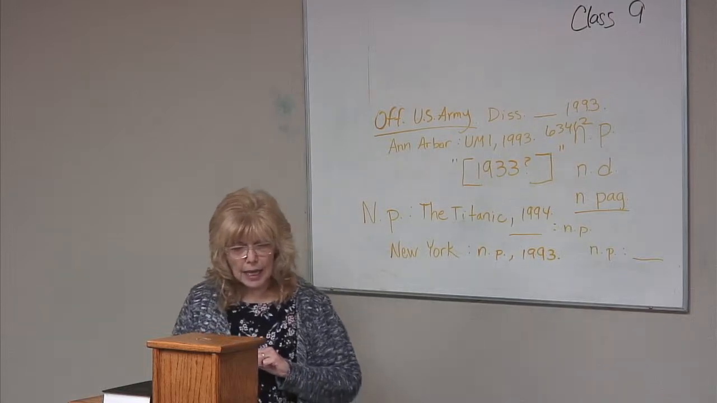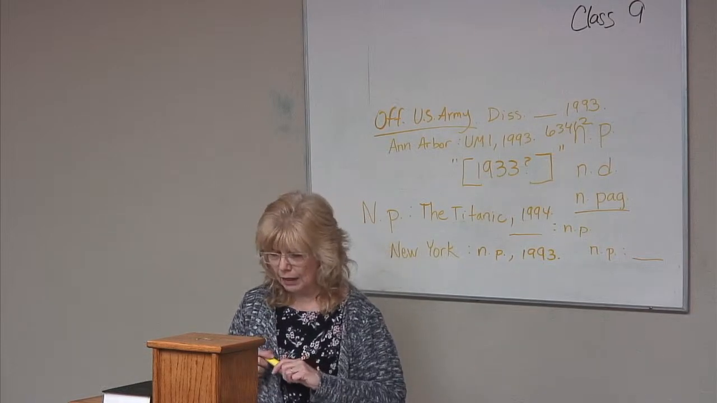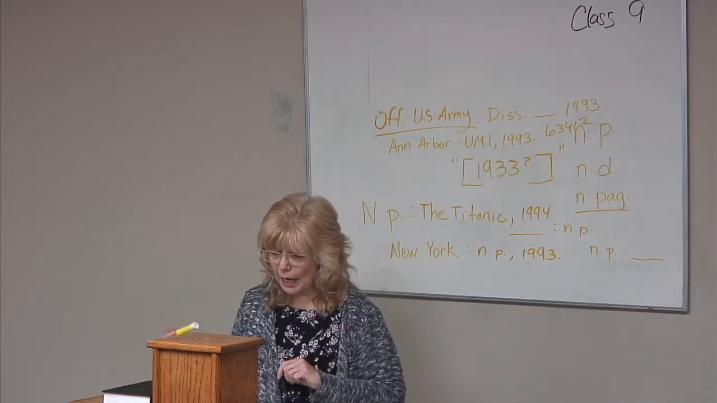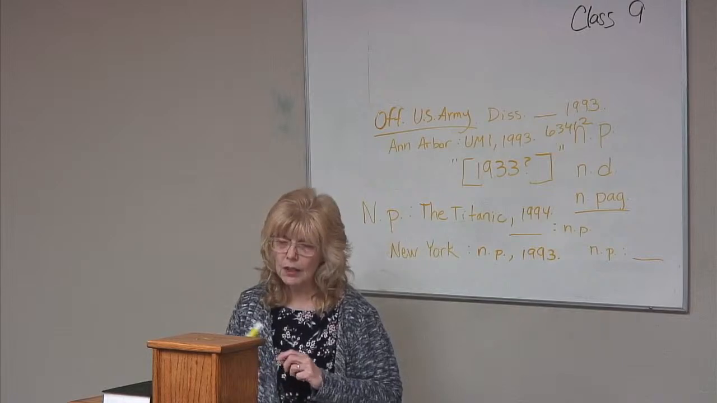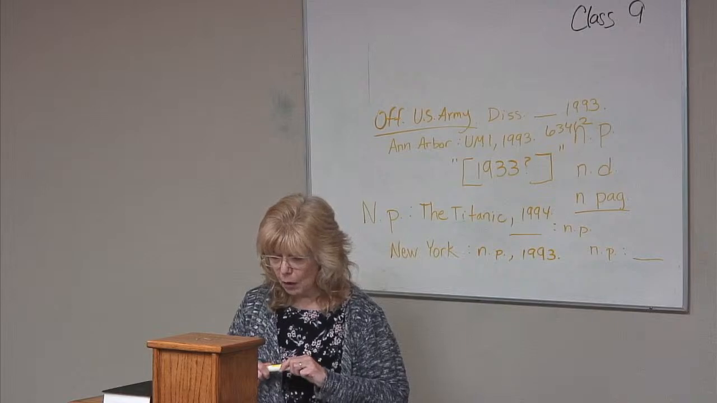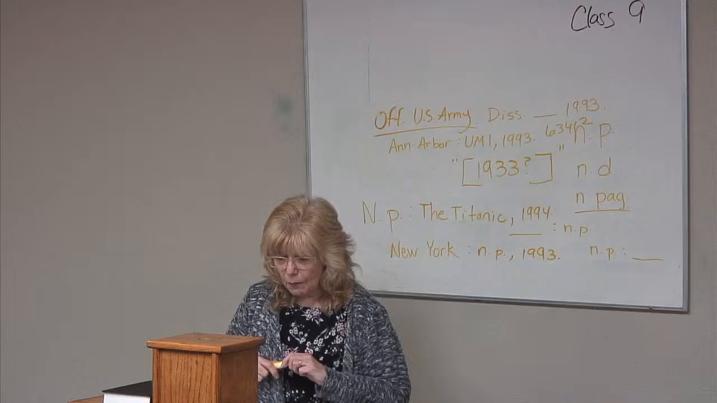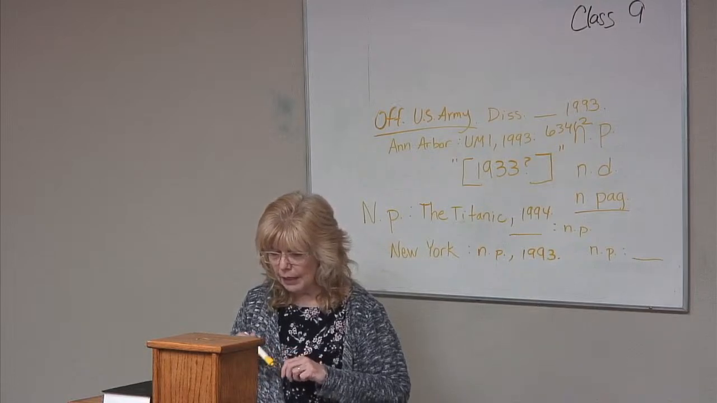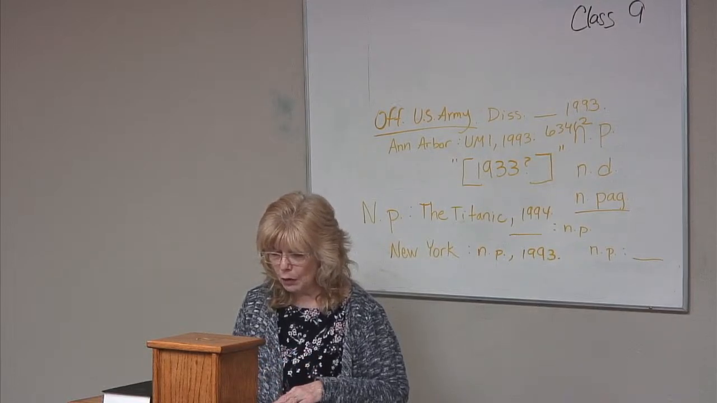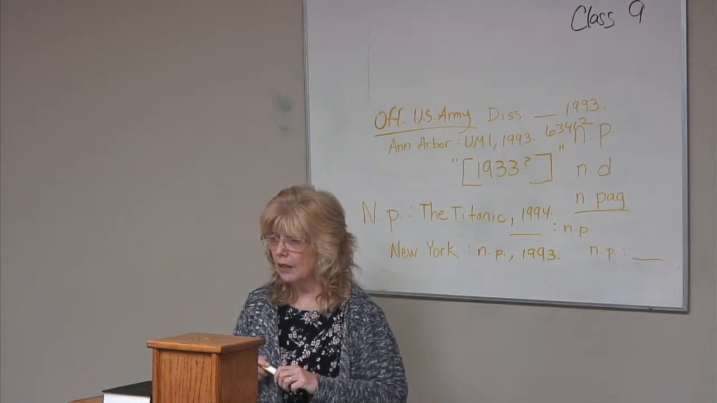All right, and then to cite a newspaper, give the name as it appears on the masthead. However, you're going to omit any introductory articles such as a and the. Any of those articles you will omit. And then if the city of publication is not included in the name of a locally published newspaper, then you want to add the city in square brackets.